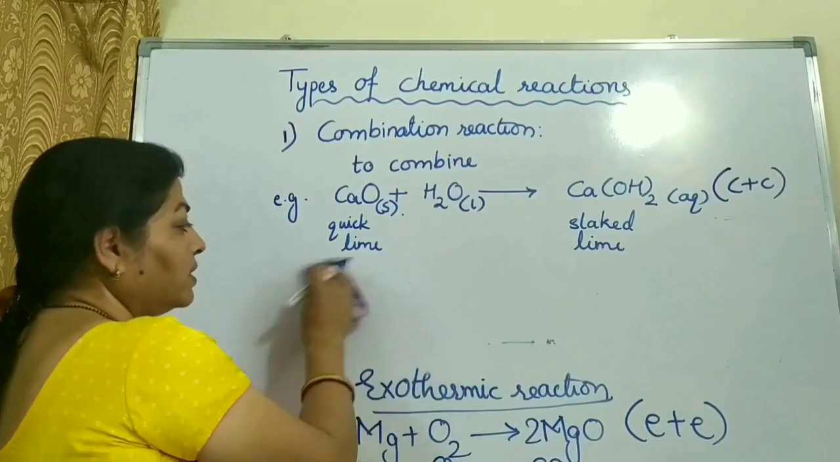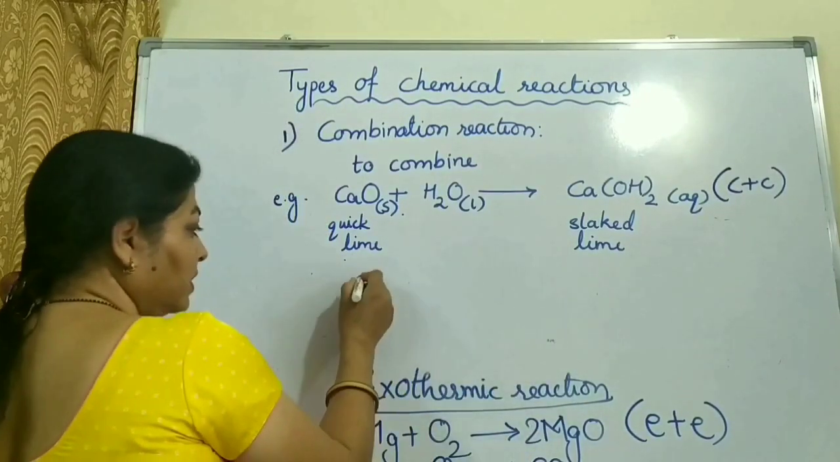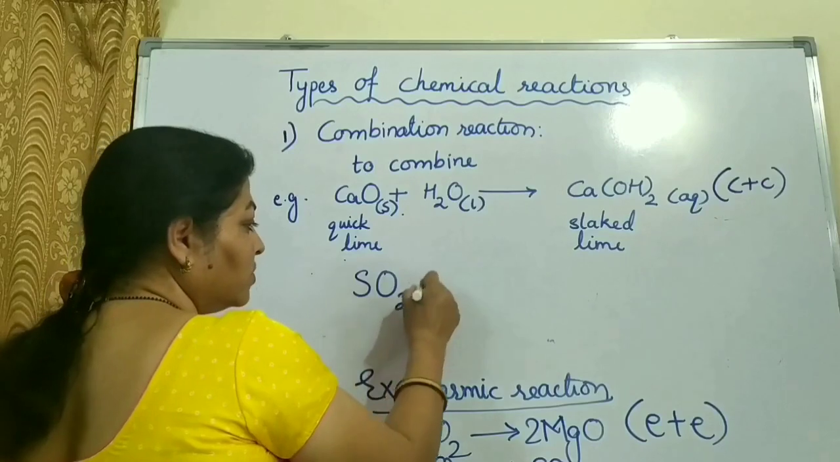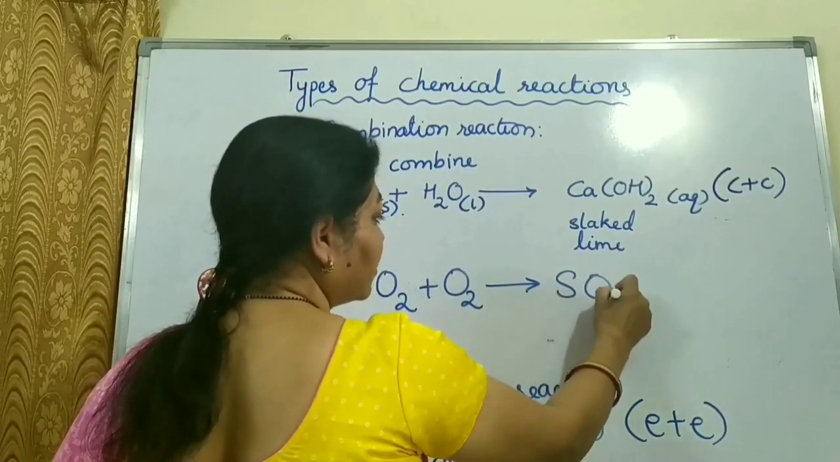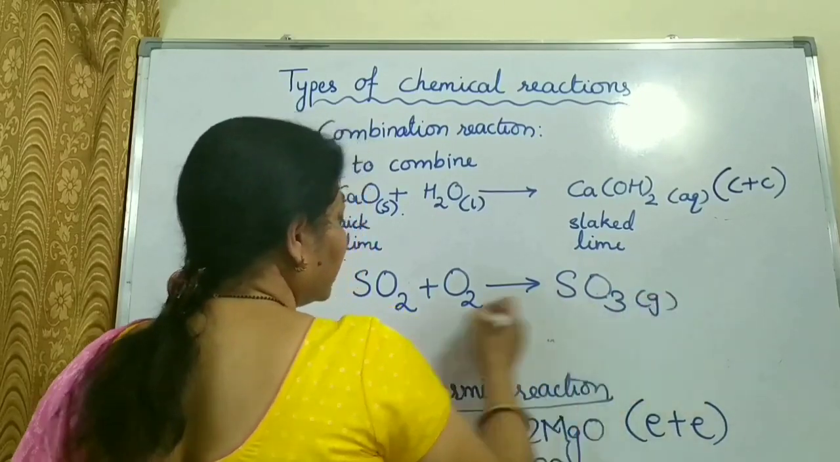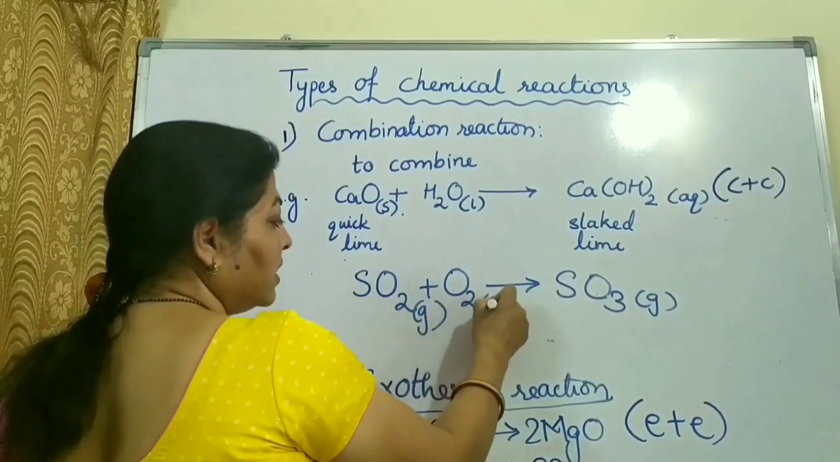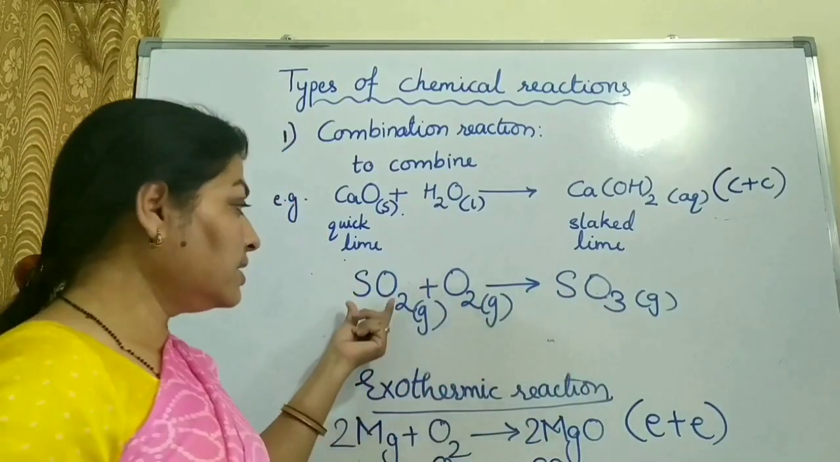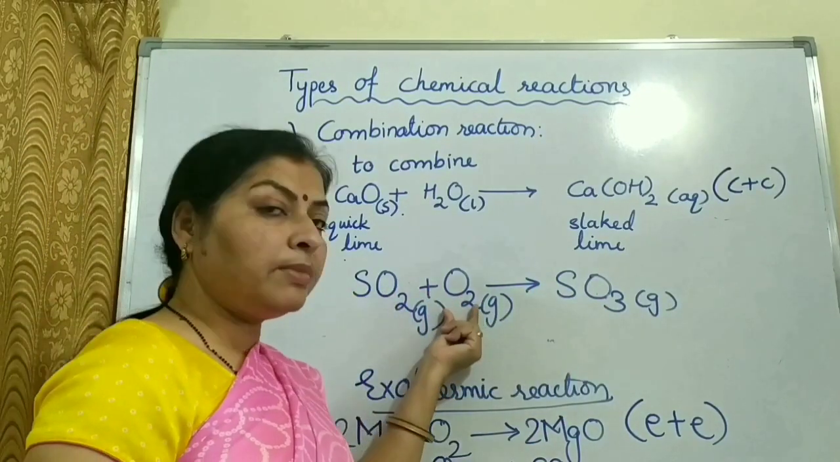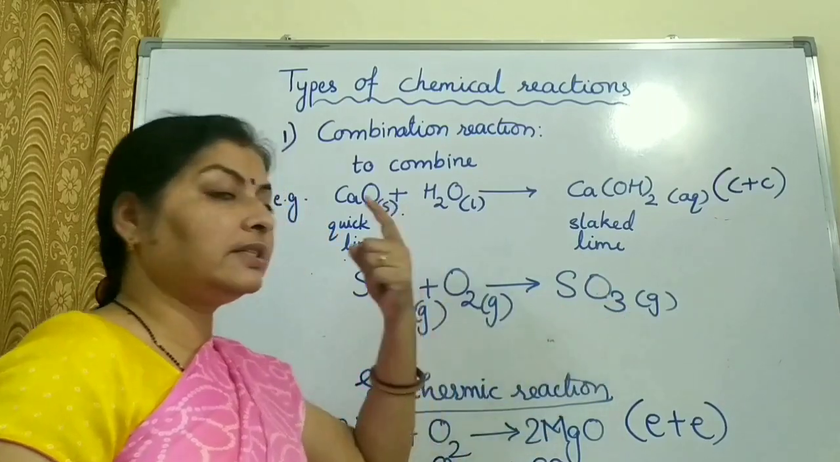So this example, let it be SO2. SO2 gas combines with O2 gas and it forms sulfur trioxide gas. So this is a compound, this is an element, and we get one single compound.